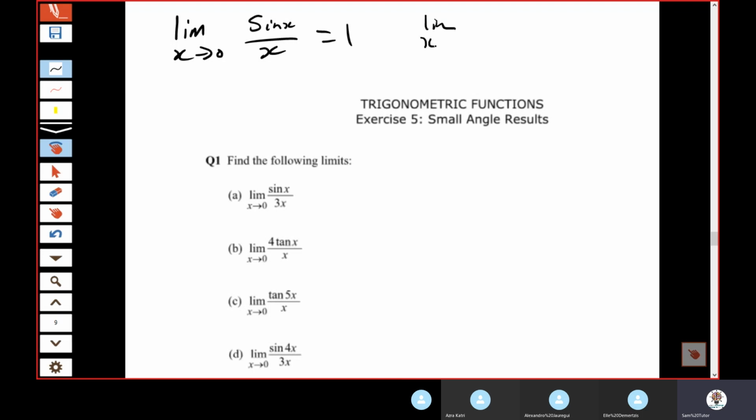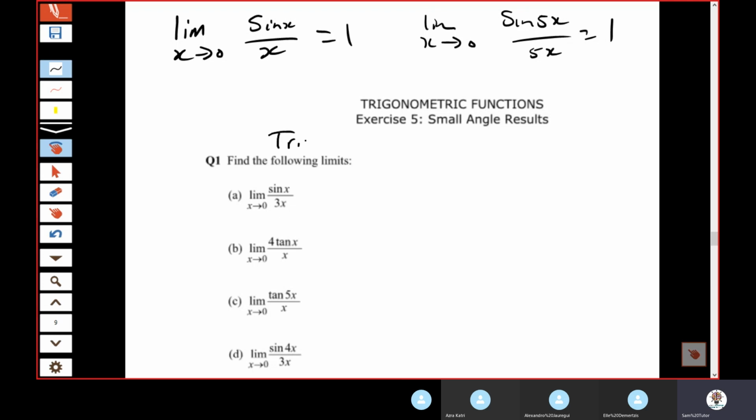So that means the limit as x approaches 0 for sine 5x on 5x equals 1. Right? As long as the angles are the same, it always equals 1. So easiest 2 marks that you can get. The thing is, you're going to get questions like this that obviously say sine x on 3x.